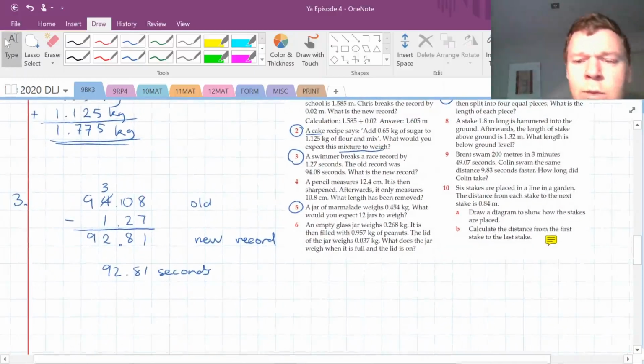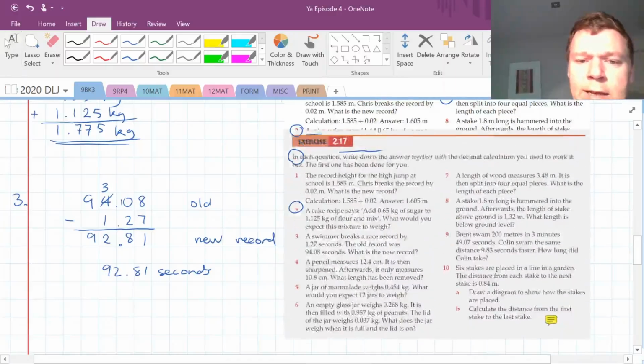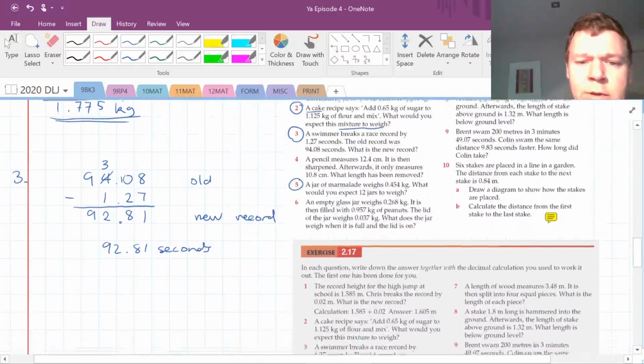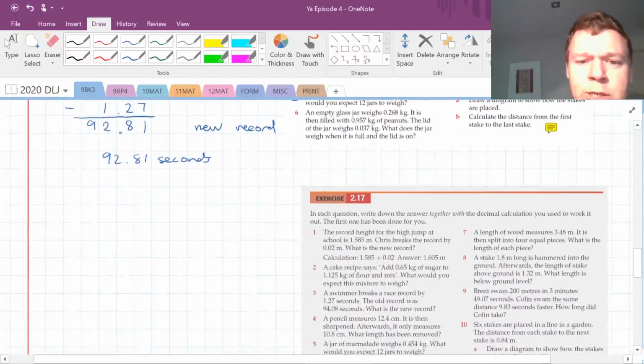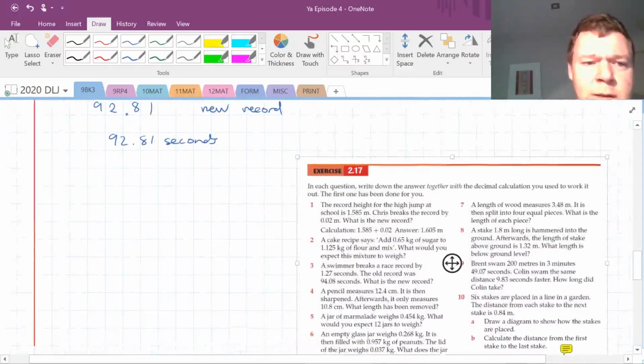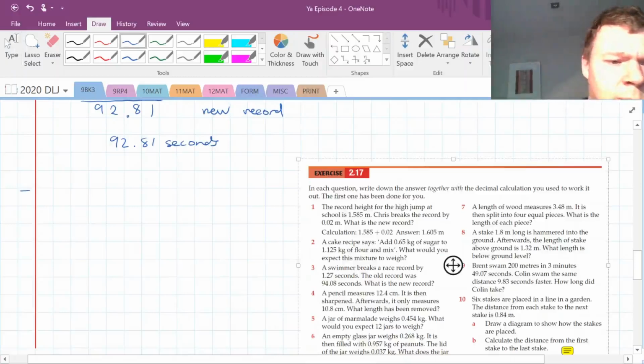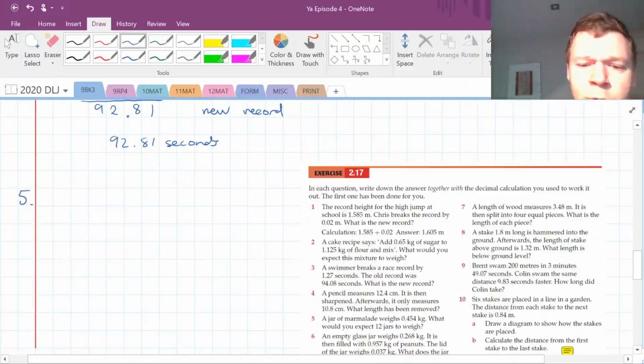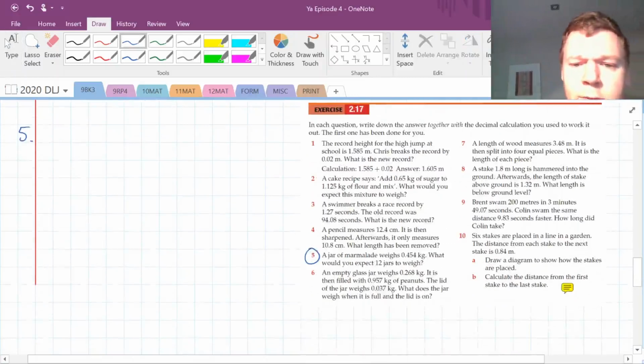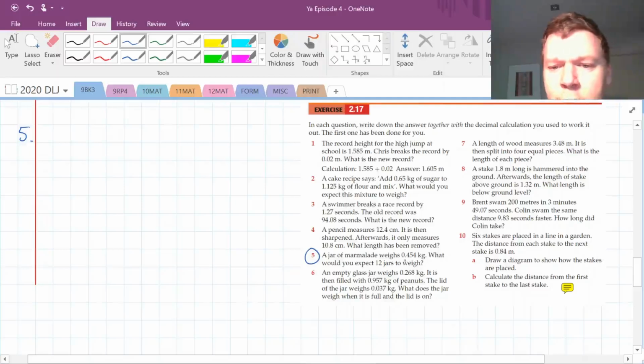Okay, I might just drag that down so I can have it in the window when we do all the questions. So number 5 is what we're going to do next. This one here. Jar of marmalade weighs 0.45 kg, what would you expect 12 jars to weigh?